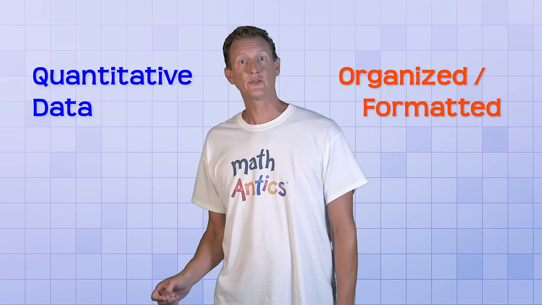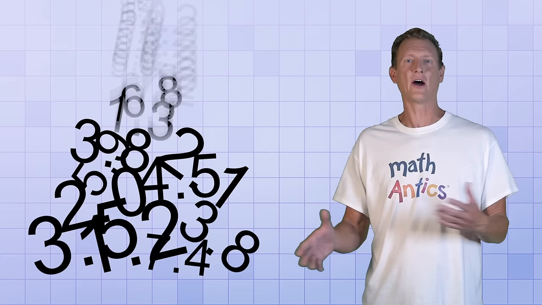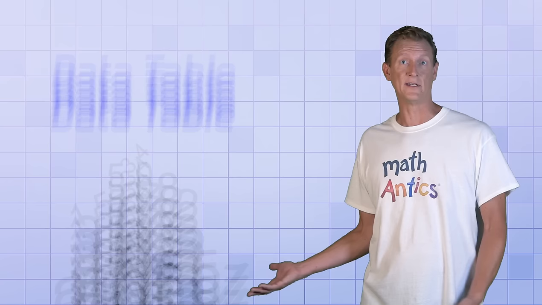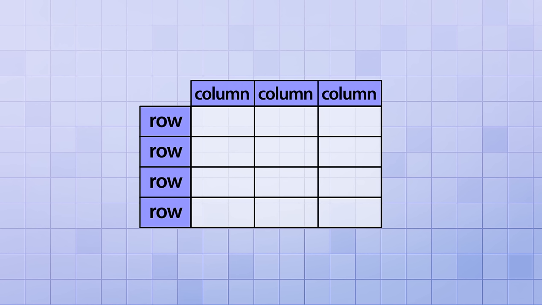Now that you know a little bit about quantitative data, let's talk about ways data can be organized or formatted. Naturally, the more data that's collected, the more important it is to organize it so it doesn't become a chaotic jumble of numbers. Organizing data is typically done with a data table. Most data tables are made from the intersection of vertical columns and horizontal rows. Each box that's formed by these intersections is called a cell, and it can hold a number or other data in it. The columns and rows have labels to help you interpret the data in the cells.